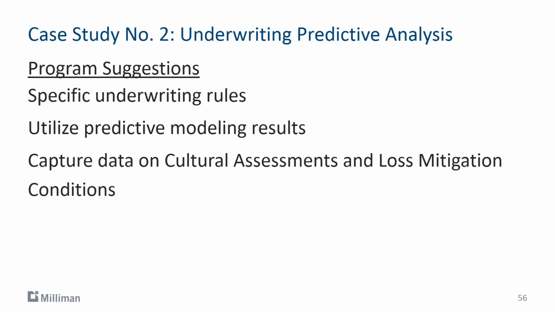Okay. So the results of our analysis. We went through and did our underwriting analysis, and at the end of the day, our suggestions for the pool were that there were certainly specific underwriting rules that we could improve upon. We had a lot of great predictive modeling results that we suggested that they utilize in their rating algorithm. And we also suggested that they enhance their data collection, certainly around the cultural assessments and making decisions about those, and then the loss mitigation conditions and meeting those requirements.